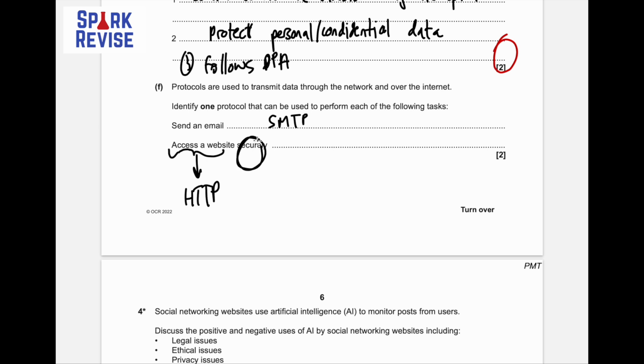Accessing website. So accessing a website is HTTP, or Hypertext Transfer Protocol. When you've got this word securely, it's really important that you add that S on the end. So we've got HTTPS, Hypertext Transfer Protocol Secure, bosh, 2 marks. There's no wiggle room for them. It's got to be those 2.